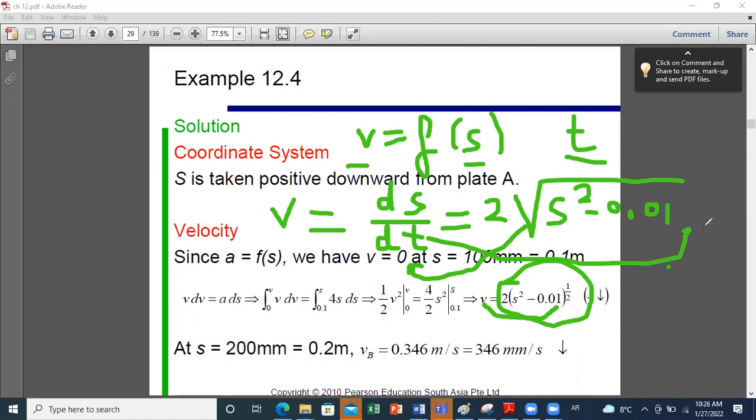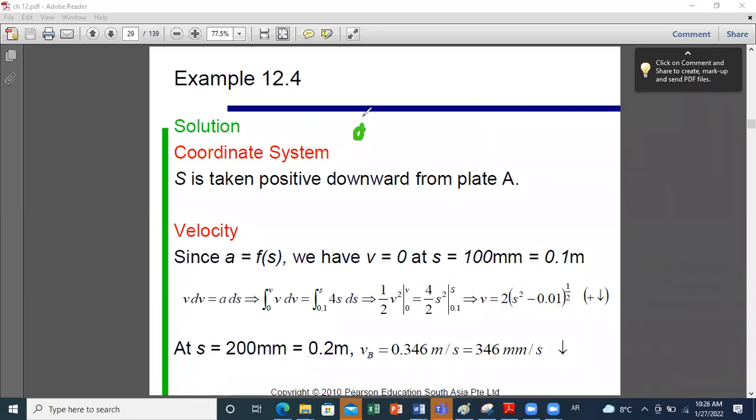Then my relation becomes ds over the function equals dt. So let me write it here. After doing separation of variables, I get ds over the velocity expressed as a function of s, so over 2 radical s squared minus 0.001, equals dt.